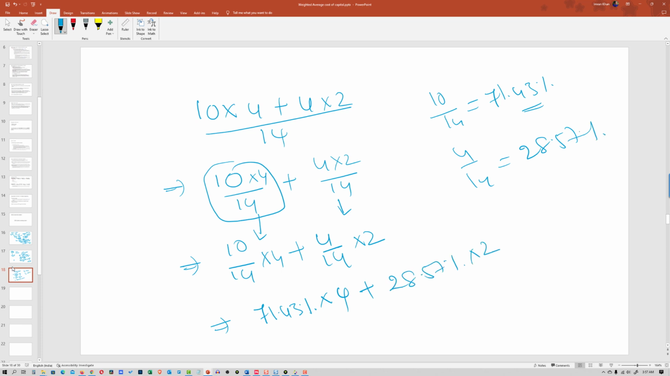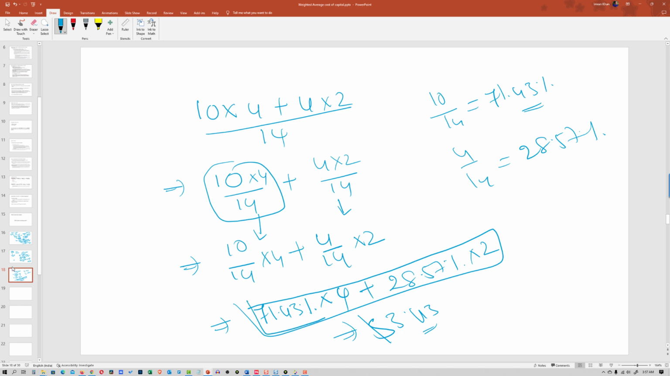28.57% into 2. Now if I do this math in a single line, I'm also going to get the value as $3.43, right? Now if I add this one plus this one, it's going to be 100%. 71.43 plus 28.57 is going to be 100%. Okay, so there are two ways.